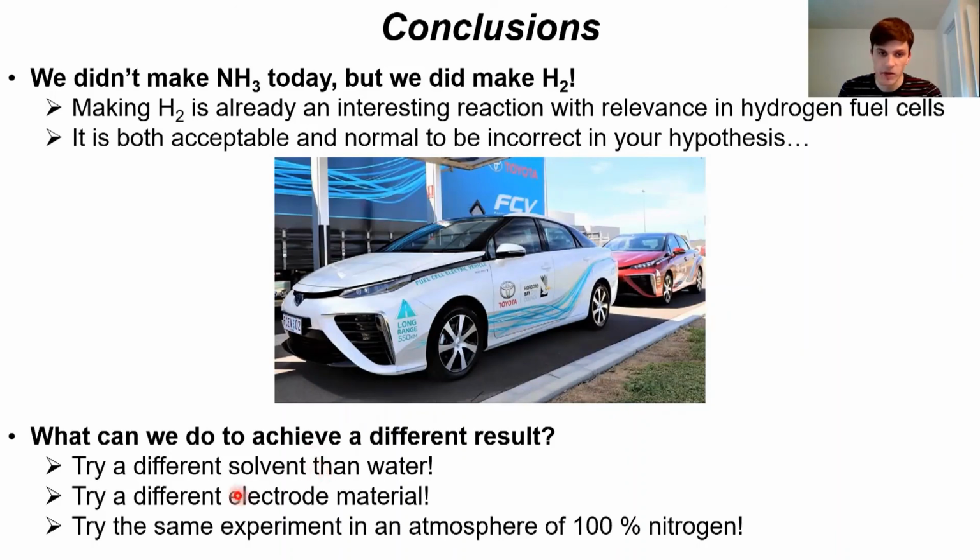So these three all represent viable answers, including trying a different solvent than water. You can think about what solvent that might be. We could try a different electrode material. So if we had thumbtacks made of something else, that could have affected things. And then finally, we could try the same experiment under a different atmosphere. Keep in mind that nitrogen, while a major component of air, does not compose 100% of it. So you could imagine that a different result potentially could have been obtained if we'd done the same experiment in an atmosphere of 100% nitrogen.